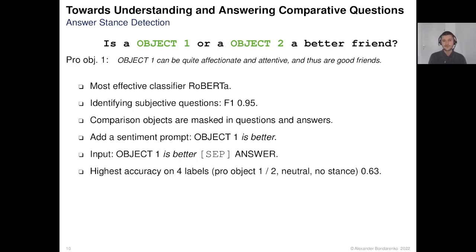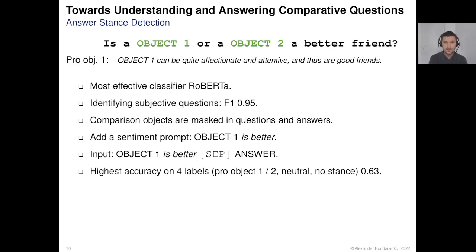But first we started with identifying the subjective questions. It's actually those questions of interest for which the potential answer can convey any stance. And again, RoBERTa as a classifier showed to be the most effective one, with which we were able to achieve F1 score of 95%.